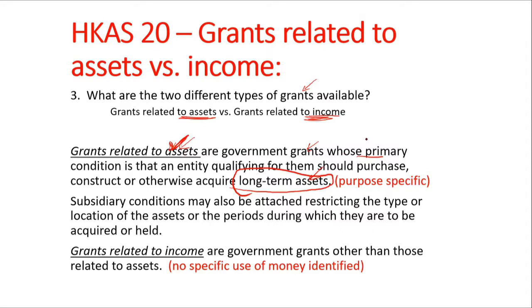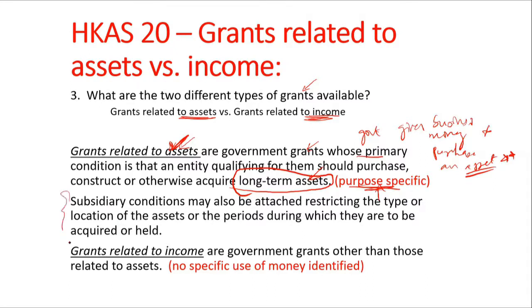So basically government gives business money to purchase an asset. So their purpose is already specified in here. That's why I mentioned here, this is very purpose specific. And then of course, you can read this on your own. This is important as well in terms of understanding.